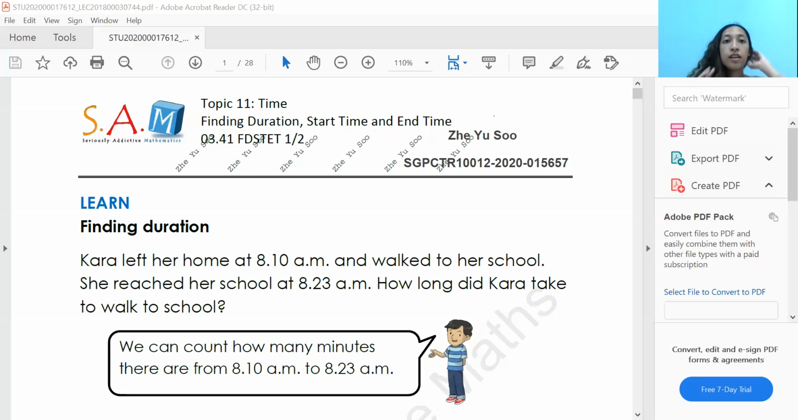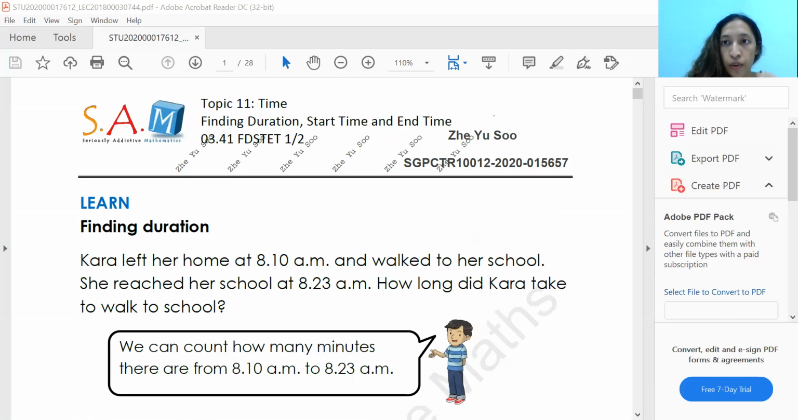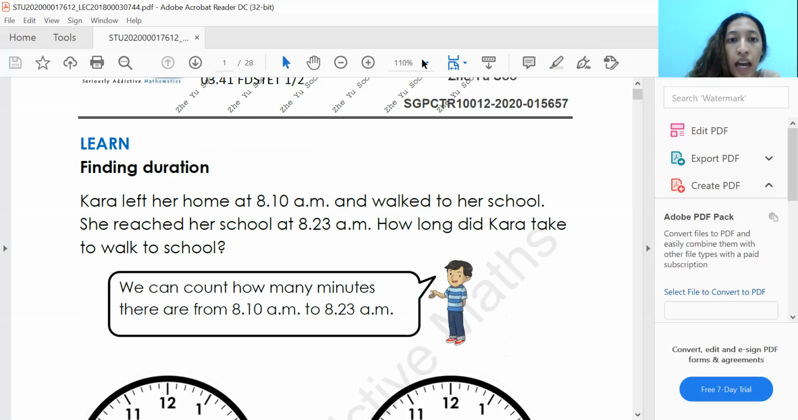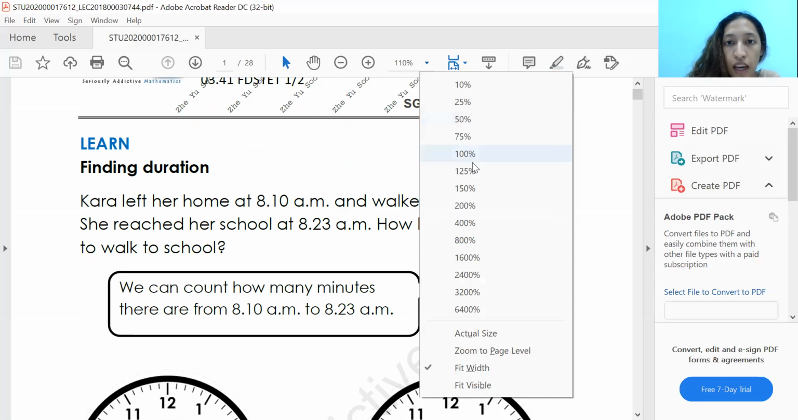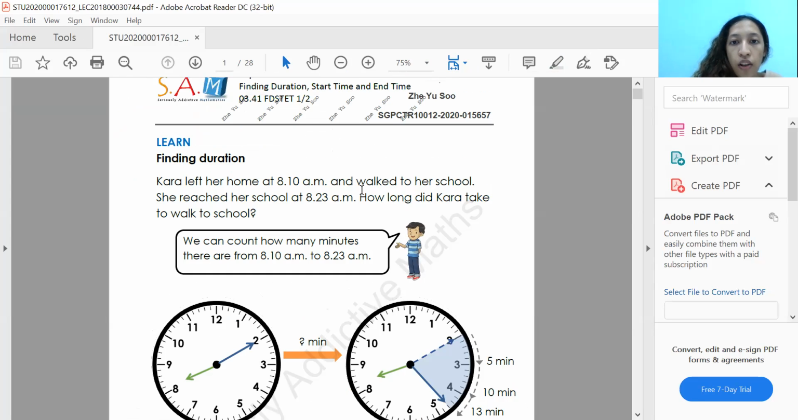Right, so here is the booklet I've uploaded over here. So let us go through, all right? Okay, so let's see. Kara left her home at 8:10 a.m. and walked to her school. She reached her school at 8:23 a.m. So how long did Kara take to walk to school?